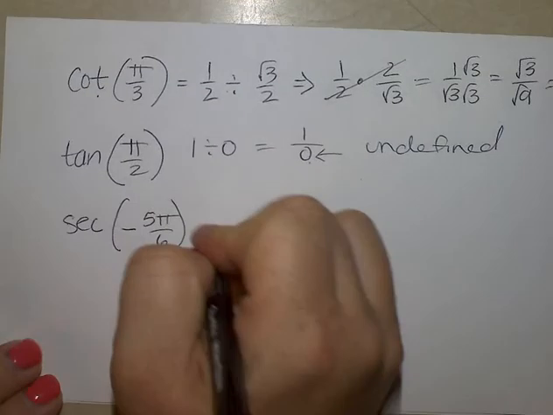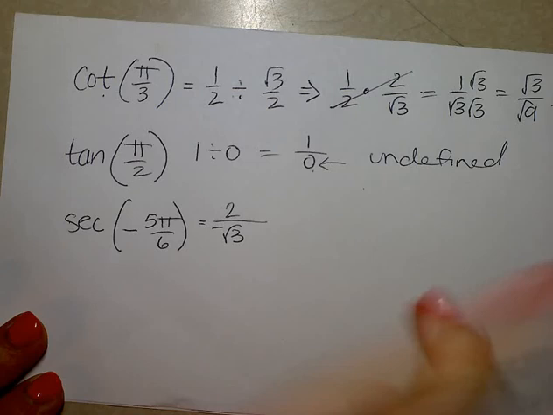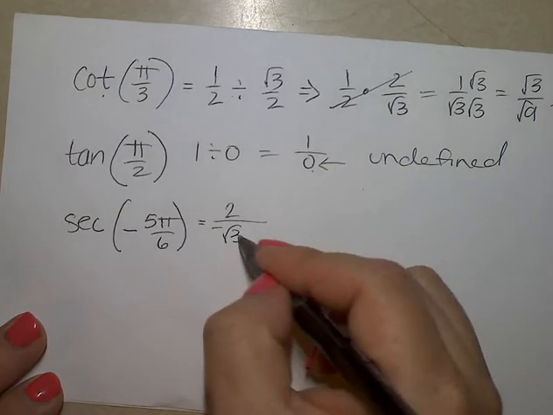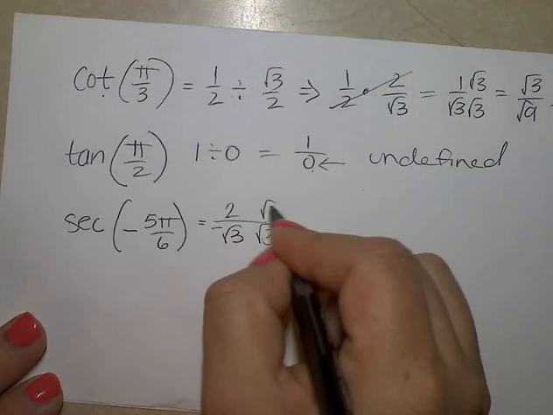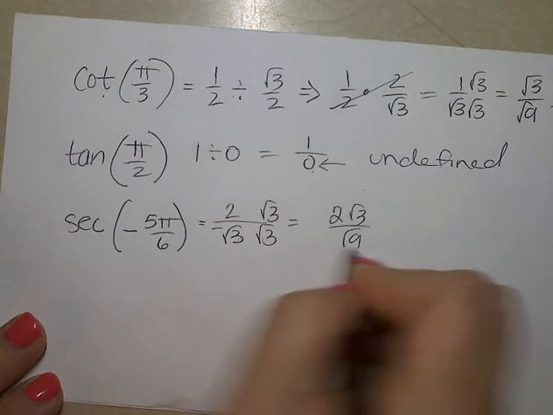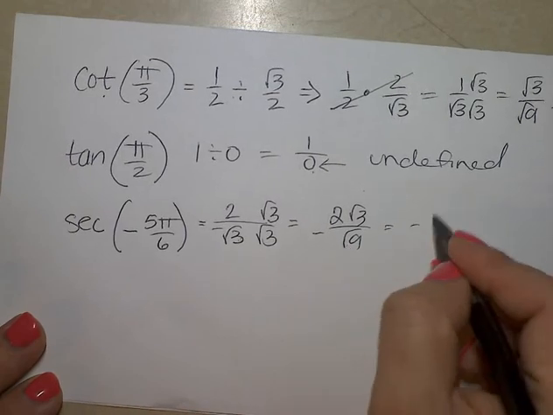So negative radical 3 over 2, and I'm going to write it as the reciprocal. And although this is not wrong, it's not my final answer because I have a radical on the bottom. Times radical 3 over radical 3. 2 radical 3 over radical 9. You have one negative in there. And we can reduce the radical 9 to 3.